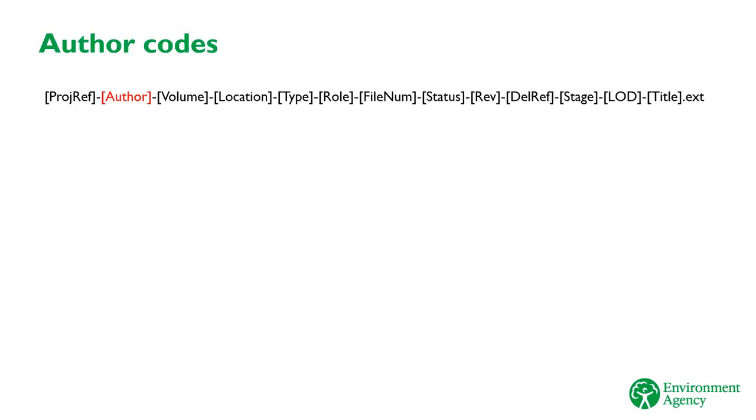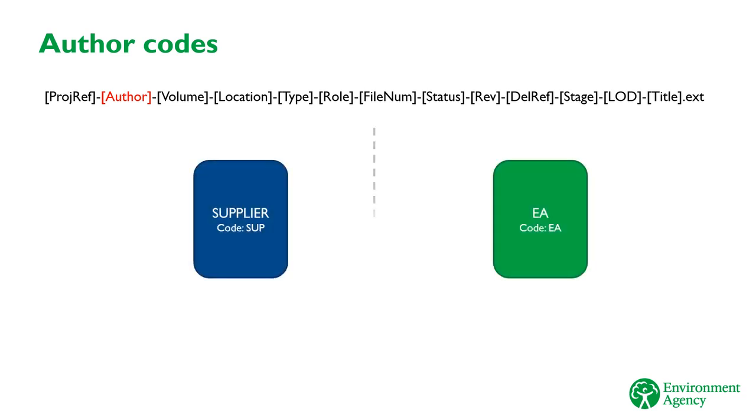The author codes in the BS 1192 file name refer specifically to the parties on either side of the contract. The author code indicates which party, in respect of the contract, takes responsibility and liability for the information.